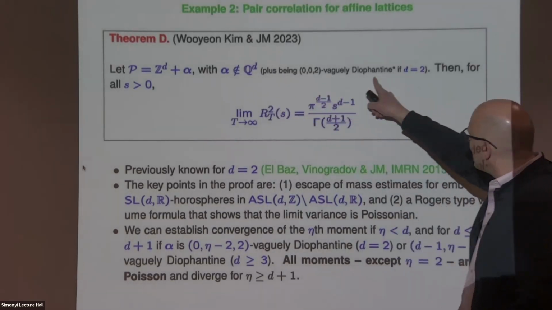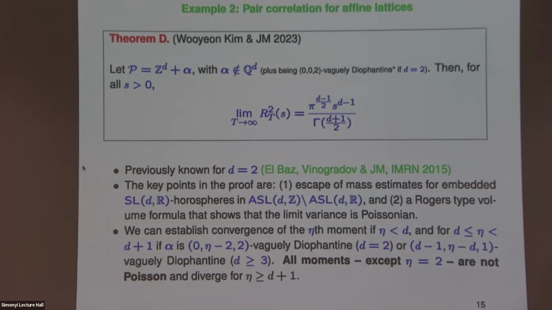In 2 dimensions, we in fact need a Diophantine condition, and that was already known in my work with Daniel El-Baz and Ilya Vinogradov. What really struck me here, I hadn't expected that we are able to prove in higher dimensions that no Diophantine condition, except for alpha being irrational, is required.